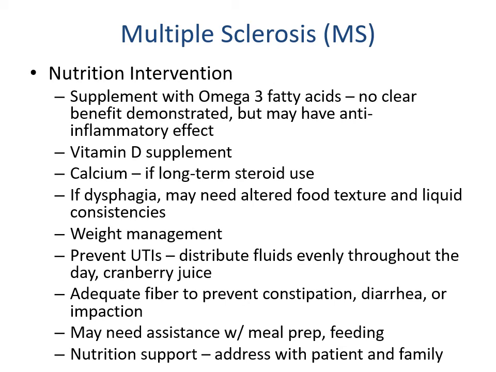Prevention of UTIs: distributing fluids throughout the day, cranberry juice, adequate fiber to prevent constipation, diarrhea, or impaction. Patients may need assistance with meal prep or feeding, and nutrition support, so we want to have those conversations early on with the patient and family. Looking at that living will, looking at having those decisions made before an emergency strikes.